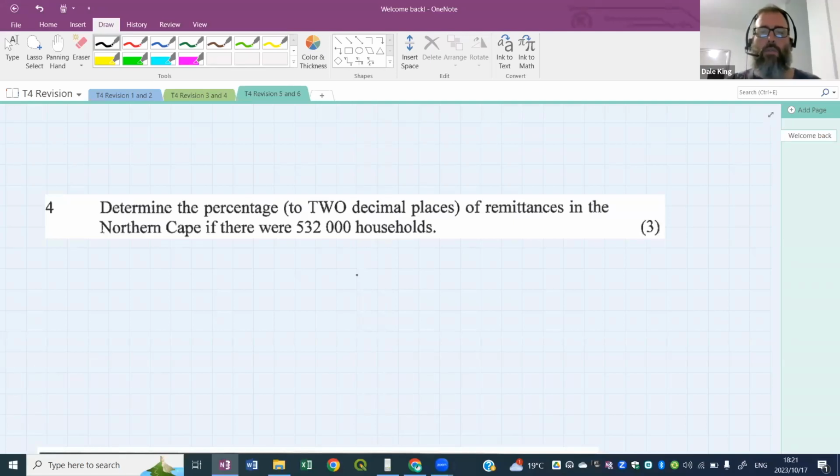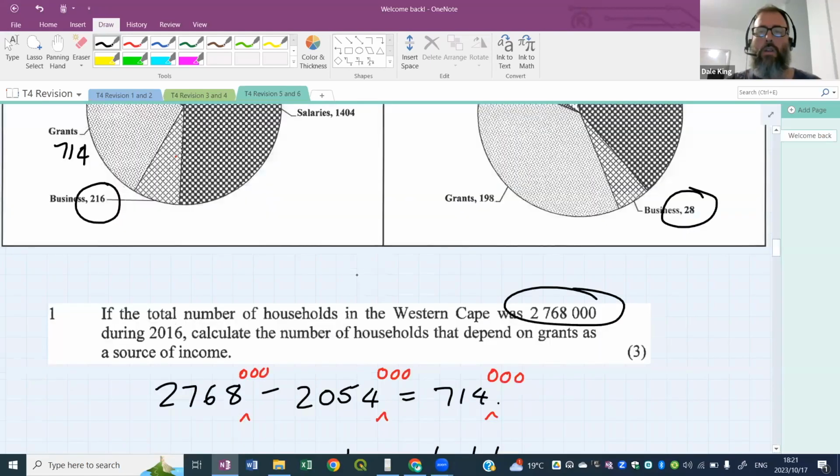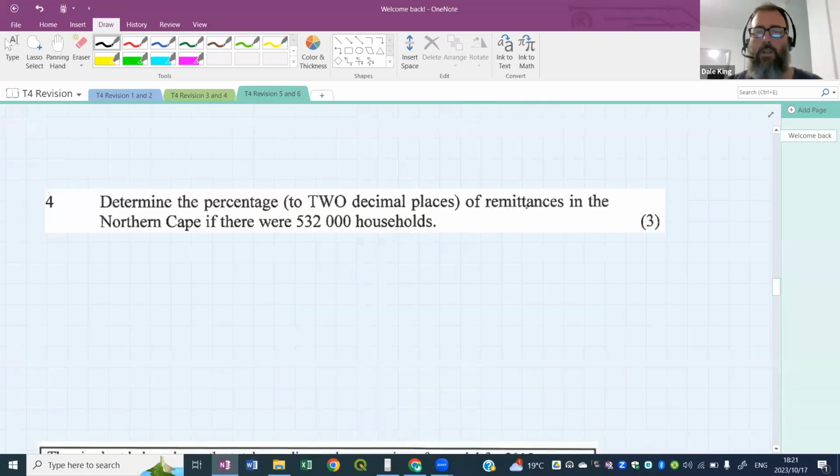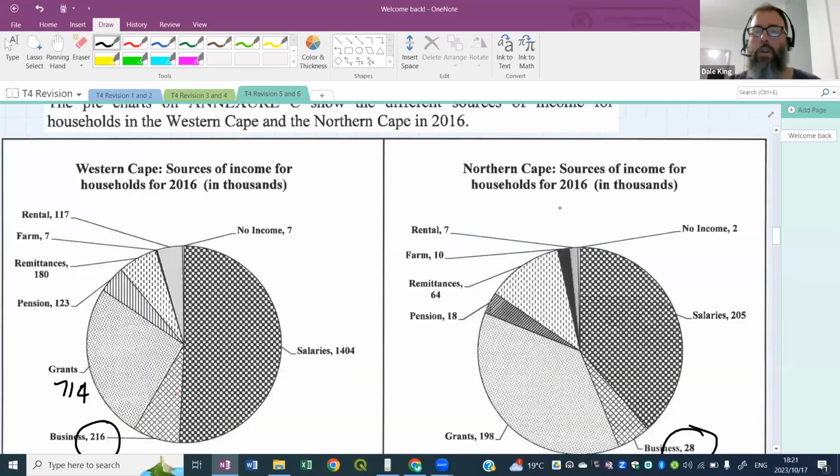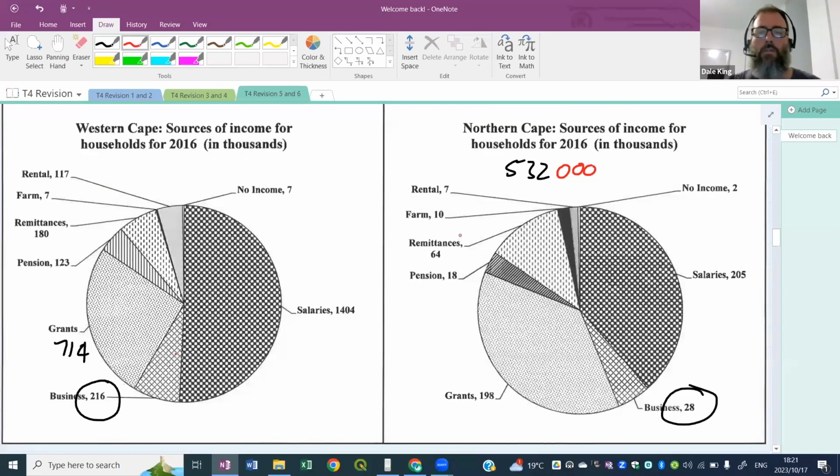So if we go up to this value, 532, I'll write it up here. Remember there are thousands there. I'll put it in red, they're imaginary zeros. And we can see that remittances is over here on the left. They're saying determine remittances as a percentage if 532,000 is the total.